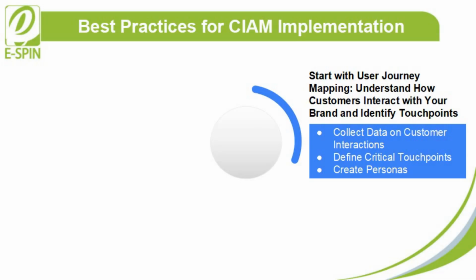Define critical touchpoints. Identify where CIAM elements such as signups, logins, and preferences are most important. For example, if you're in healthcare, patient verification may need additional steps to ensure privacy. Create personas. Build customer personas based on behavior, demographics, and usage patterns.